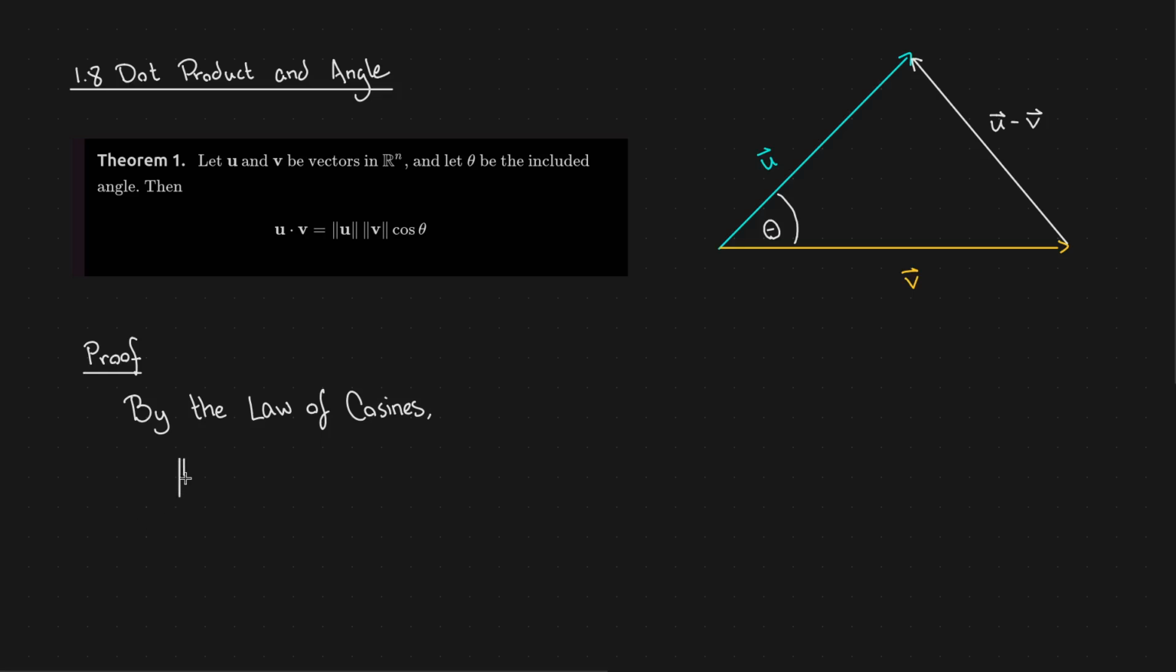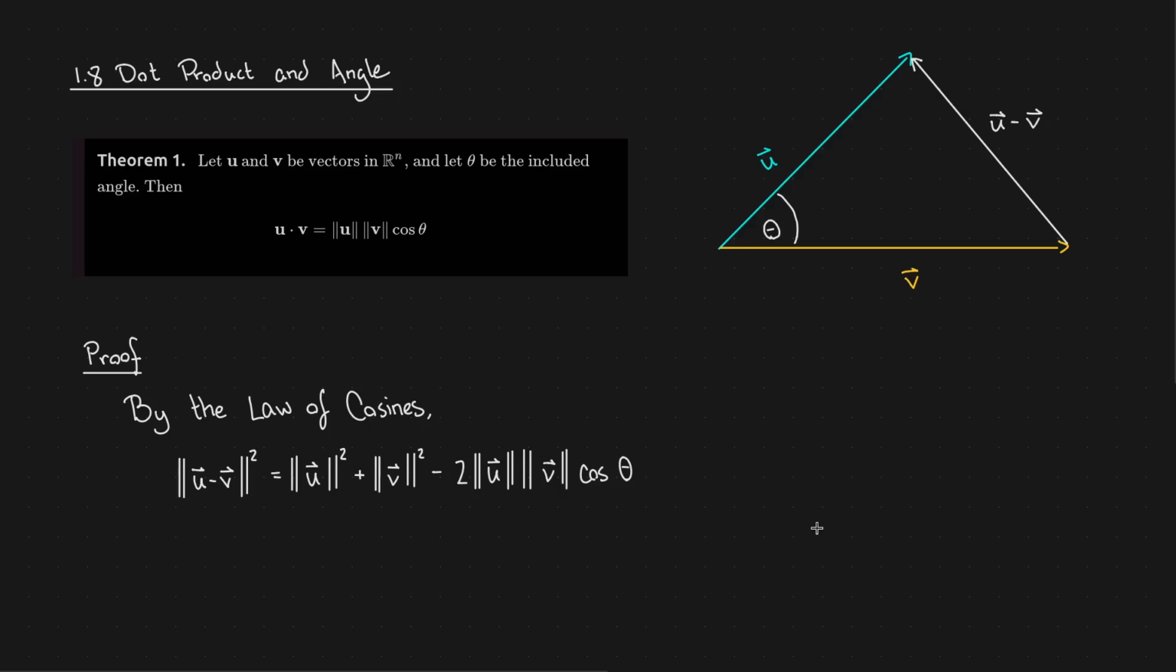The norm of u minus v squared is equal to the norm of u squared plus the norm of v squared minus 2 times the norm of u times the norm of v times the cosine of the angle between this side and this side of the triangle.